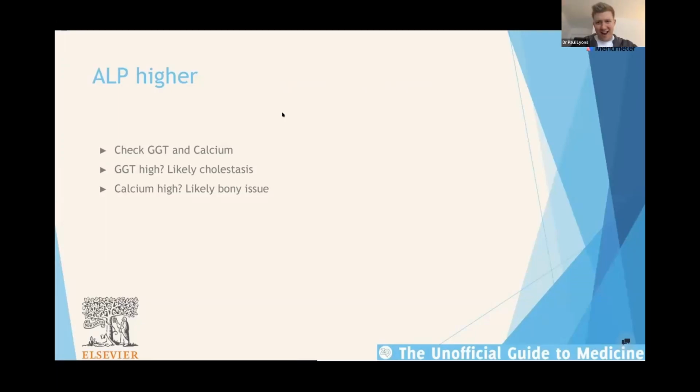Right? Stop there. Okay? Because that's all we can tell. So if the ALP is higher than the ALT, go down this route. GGT versus calcium. And if the GGT is higher, you think cholestasis. If the calcium is higher, you think bones. Right? That's ALP. Done. Okay?